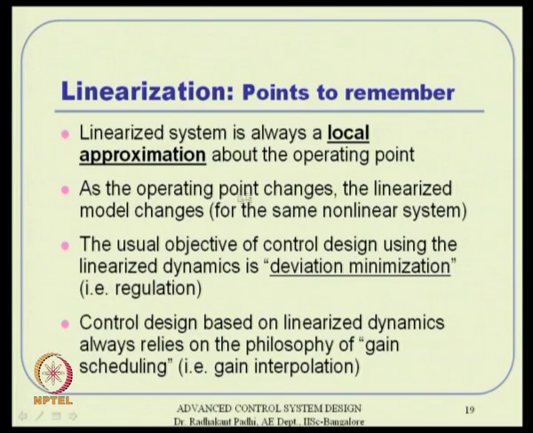Now, as the operating point changes, obviously the linearized model also changes. That means this linearized model keeps on changing for the same nonlinear system. The nonlinear system does not change, but the linearized system can keep on changing. So, that is one way of getting a time varying linear system. Time varying linear systems result from various conditions. One condition is that the operating point keeps on changing, and the other is that the system dynamics itself can have time varying parameters.